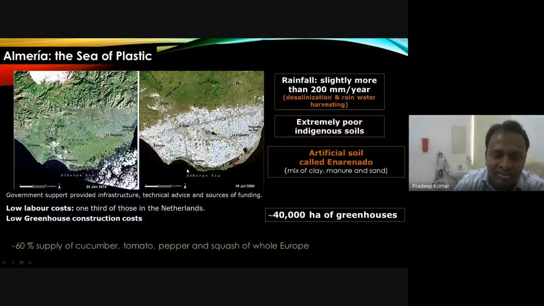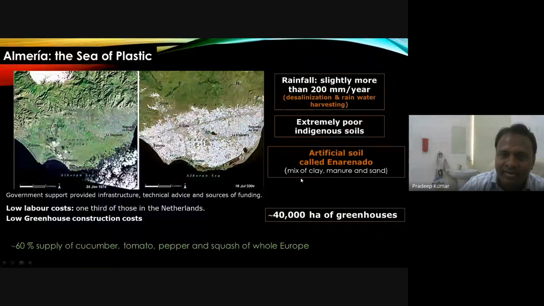means they use desalinization to irrigate their crops. Although only 200 mm rainfall falls on the surface of the plastic, they collect it and use it. Almost 30 to 40% of the water for irrigation is met by the desalination of seawater. And soil is also not there, so they are using artificial soil, mixing three different materials: clay, manure, and sand. I have visited there. It's all rocky area.